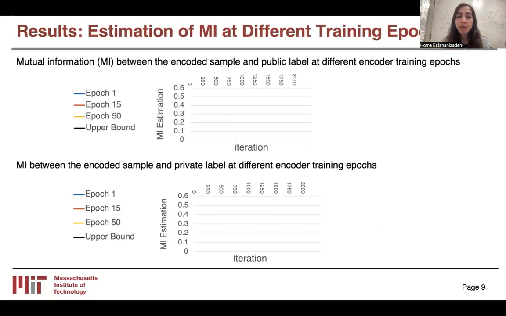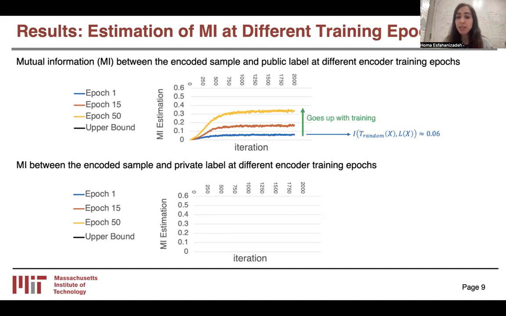These two figures show the estimation of mutual information at different epochs of training the encoder. The top figure shows the mutual information between encoded sample and public label, and the bottom shows the mutual information between encoded sample and private label. Let's take a look at the top figure first. At the first epoch, when no training has been done yet, the mutual information is about 0.06, which goes up at higher epochs as intended because it is a measure of the necessary content. An upper bound is the mutual information between original sample and its public label, which is 0.48 in this example.